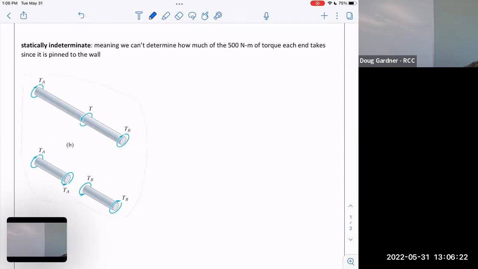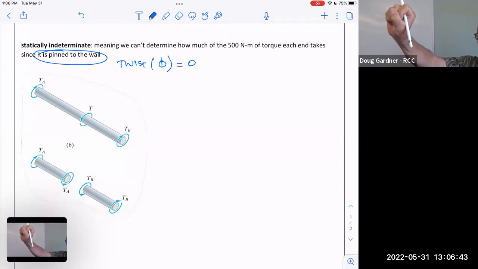Since it is pinned to the wall, does it make sense then that the twist, which remember we had labeled B, has got to be nothing? It isn't going to twist, at least not against the wall. Now you may realize it can twist in the middle. Does it make sense that if you grab the middle and twist it, it would twist in the middle, but the twist relative from A to B, or more particularly the twist from A all the way to B, would equal 0?